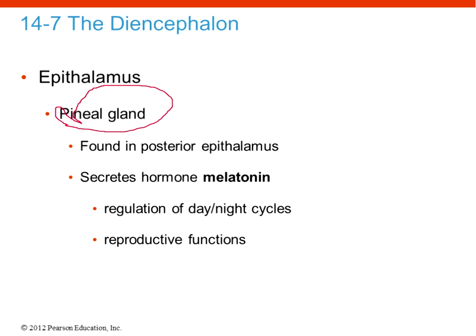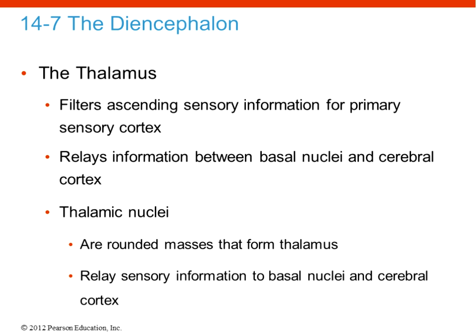And the only significant thing that I want you to know is that this is where we see the pineal gland. The pineal gland is an endocrine gland that secretes hormones. That hormone is melatonin, which can help with regulation of day-night cycles, and also contributes some to reproductive function. Okay, so that's the epithalamus. And again, the pineal gland will be another thing you'll be able to see when you do your brain dissection.